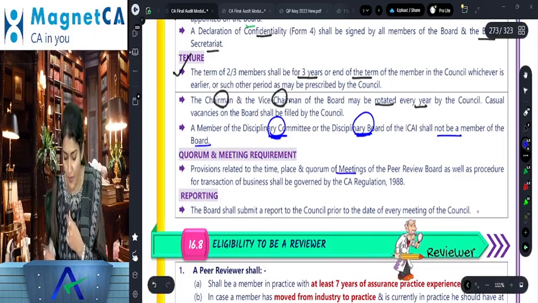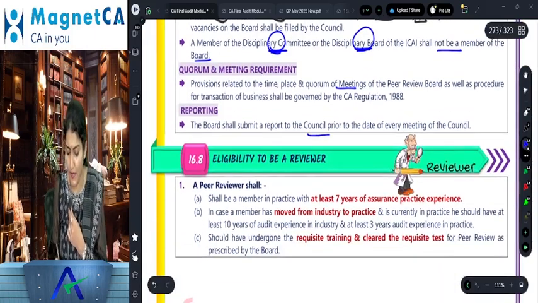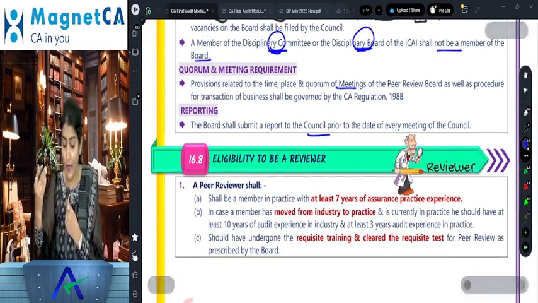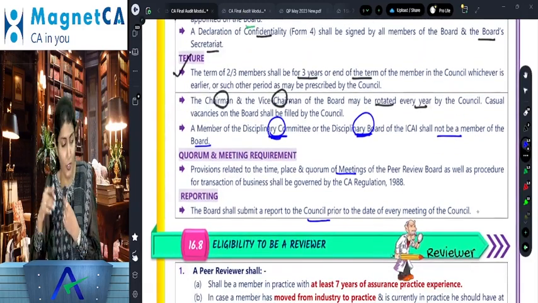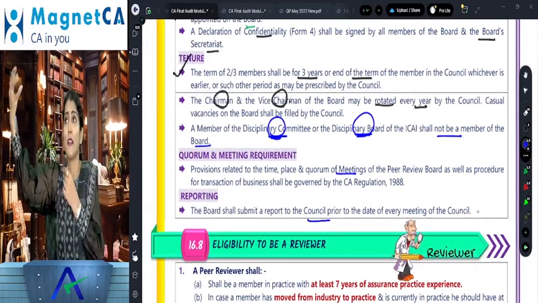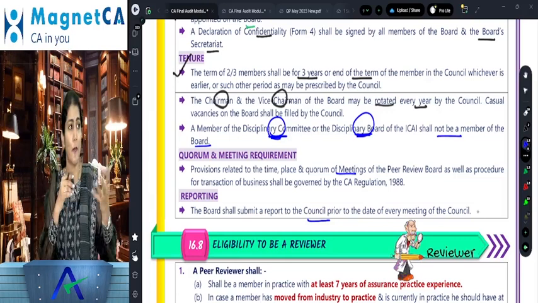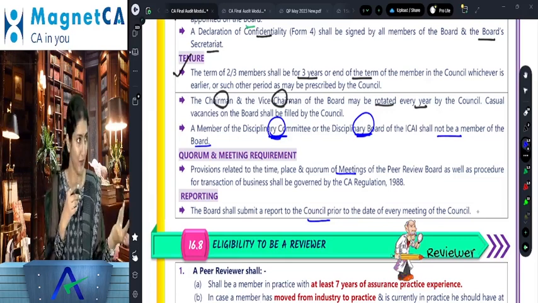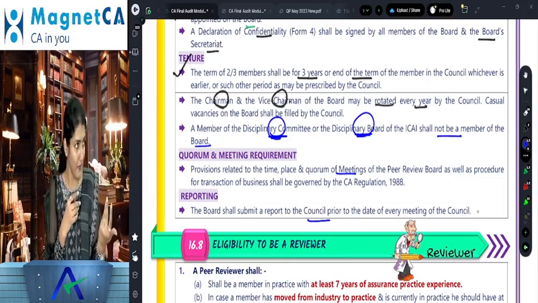Right? Then they need to have the meetings and they also need to submit their report to the council. Right, so that is regarding the peer review board. Did you follow this point? Okay, you are on the council of ICAI and you are a disciplinary directorate member. Then it says you cannot become a member of the peer review board. You follow that, everyone? Okay, right.